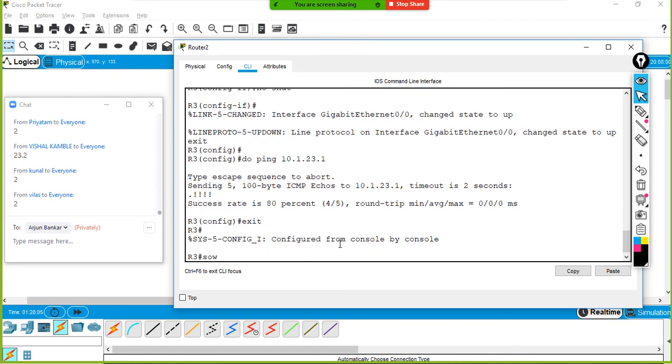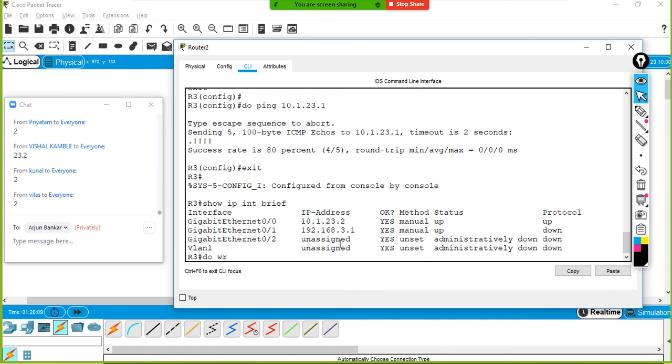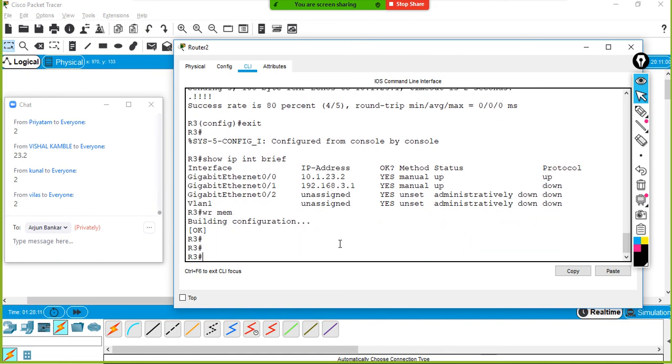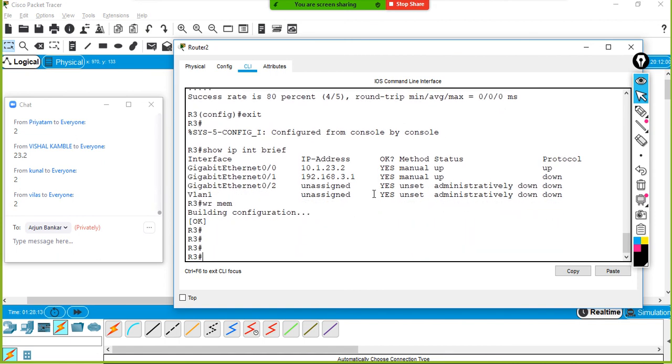Now show ip interface brief. There you go. Just right. Yeah. Is it clear, guys? Do you understand this, everyone?